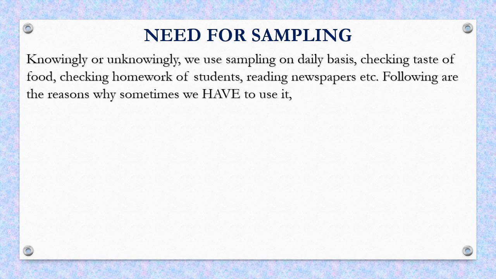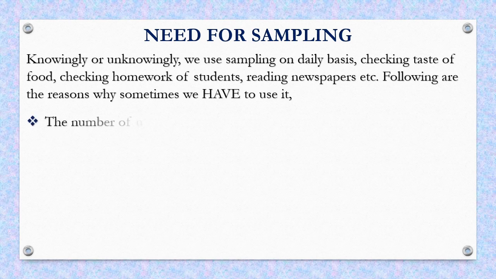That means if I am reading a newspaper, I have the option of just checking the headlines or reading the whole newspaper. But there are certain situations where you can't use the population inquiry. You have to use the sampling inquiry. It is compulsory. So what are the reasons for that?